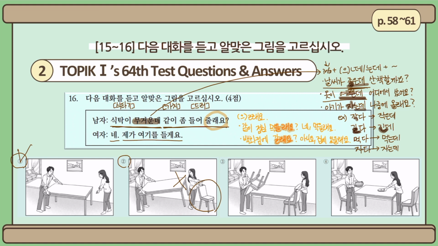The last point is 을게요. It is combined with a verb and used when the speaker is promising to take a certain action. So, 제가 할게요. It's like the speaker promising that he or she'll do something. 제가 읽을게요. I will read it. I promise I'll do that.